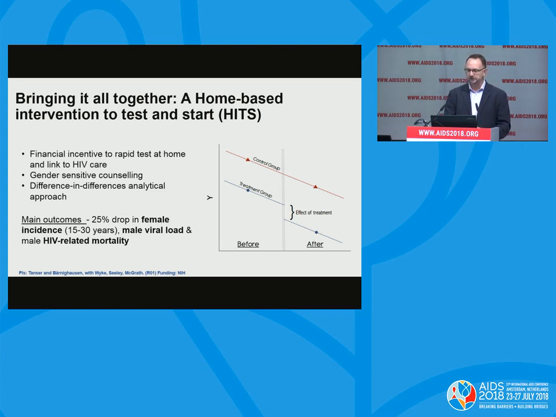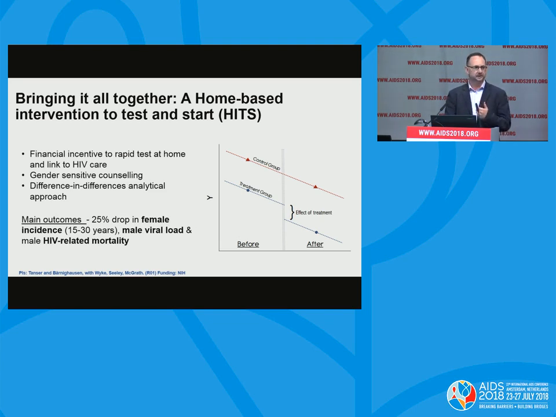And the beauty of this sort of approach is it leverages the statistical power going back a decade to be able to detect a very small drop in HIV incidence. So it's powered to detect a 25% drop in young female incidence, 15 to 30 years. Other outcomes are male viral load and male HIV-related mortality. That has just started, and the intervention will finish being delivered by the end of the year, and then the follow-up will take place for another three years. But we're very excited about that.